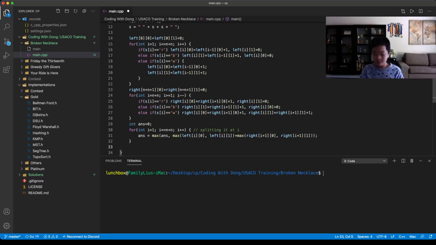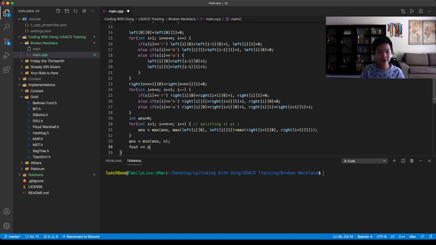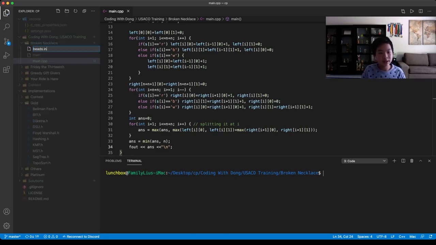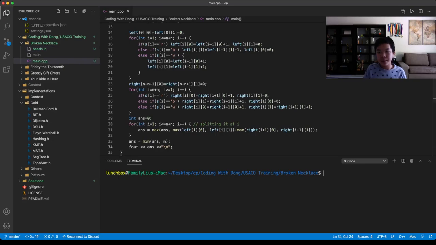Alright, so now if it goes over n, we just take the minimum of it and n. So the answer would be equal to the minimum of answer and n. Then you would just print your answer. Okay, let's create a file. It's beads.in. So let's get the sample case. Alright, now let's run it.